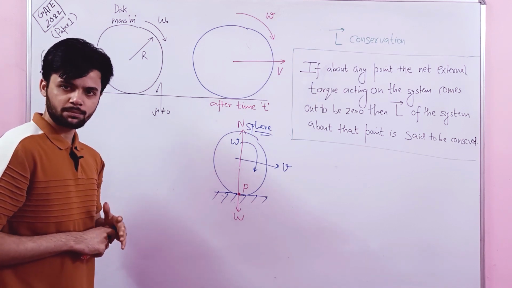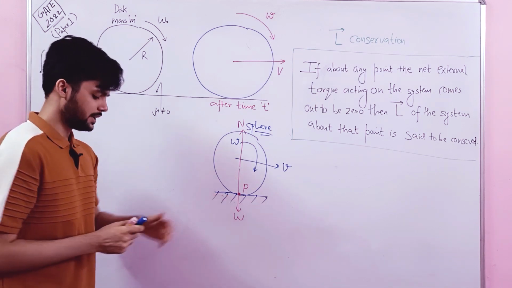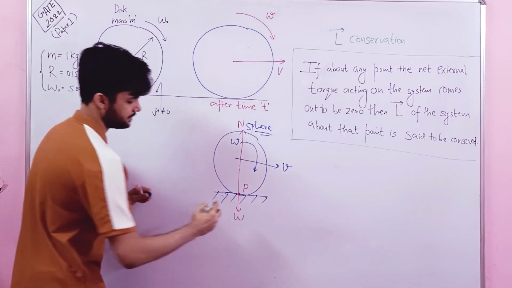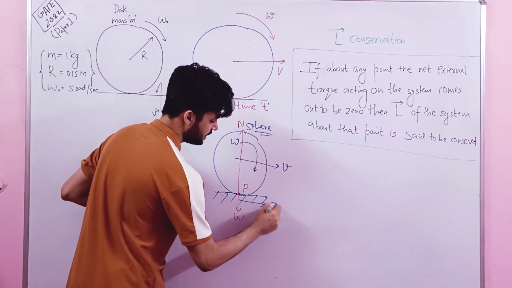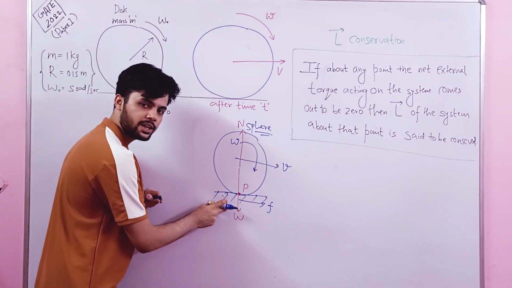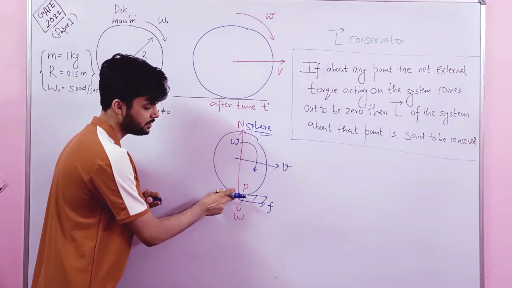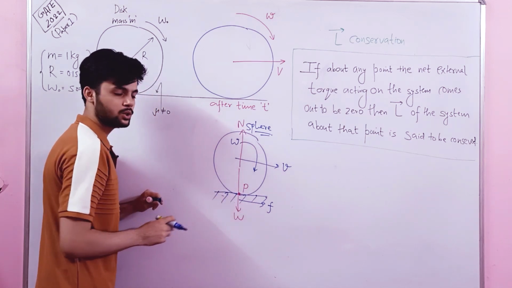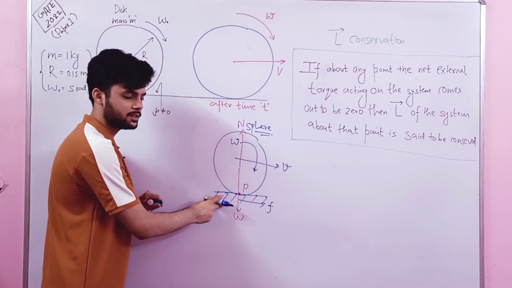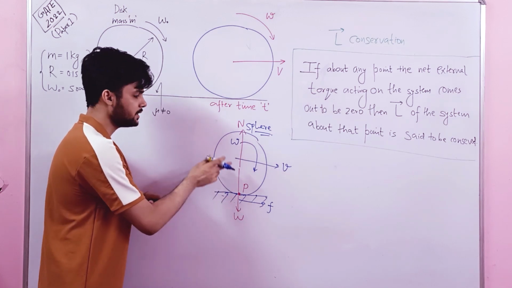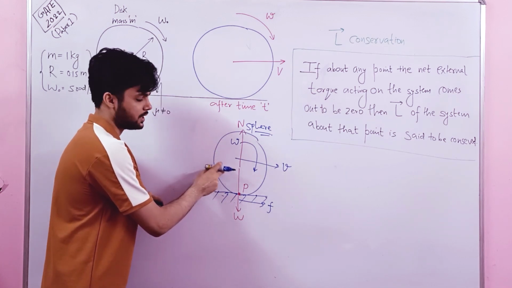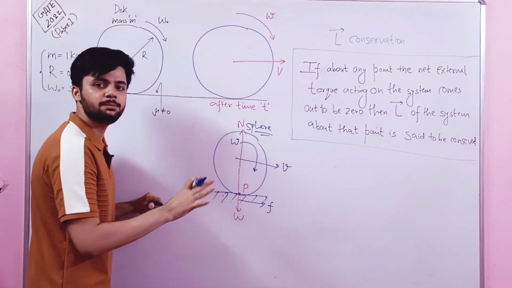If the body was not pure rolling, and let's just say that friction was acting in the forward direction, in that scenario also you can see that the friction force will also pass through point P. So whether friction acts or not, the torque about point P will always be 0.